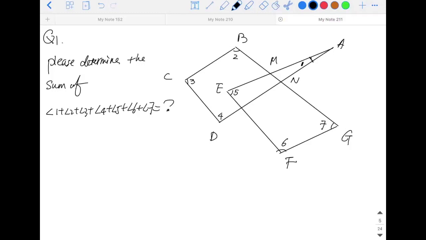Okay, I see somebody trying to give me the answer right away. Yeah, that's good. Think about it. Whenever we see such a problem, what are we going to do?